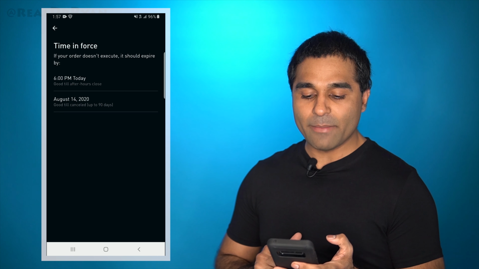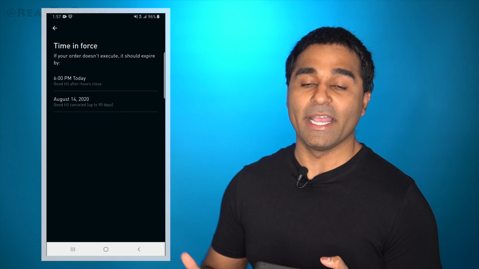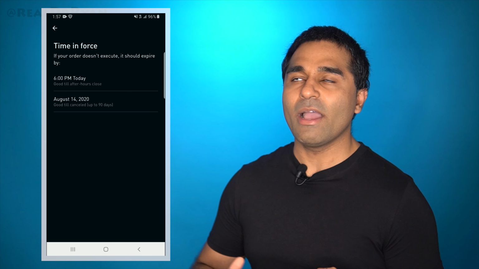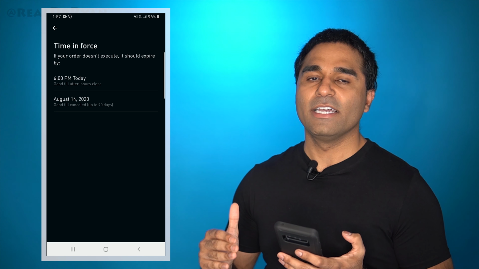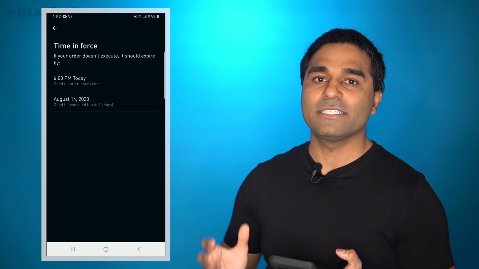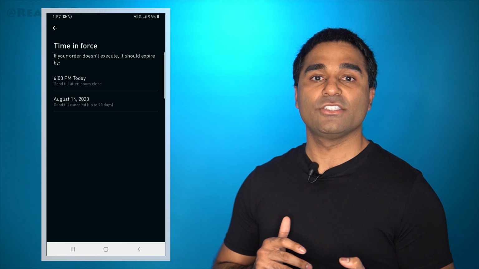And now it's gonna say time in force. If the order doesn't execute, it should expire by. Now this is pretty important because you have to take into account, do I want this order to be only active until the end of the next trading day? Or do I want it to be active for the next 90 days? And that's the options you have here.